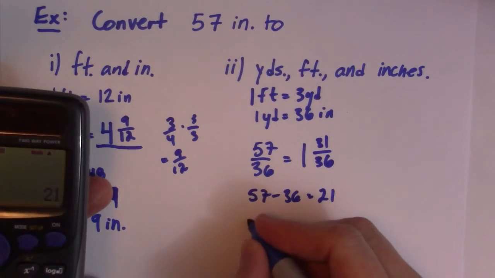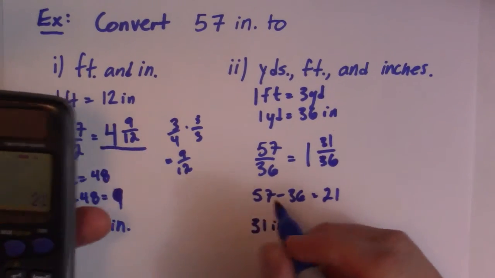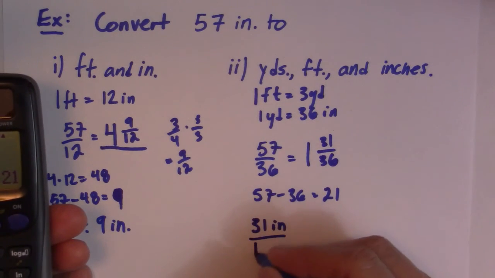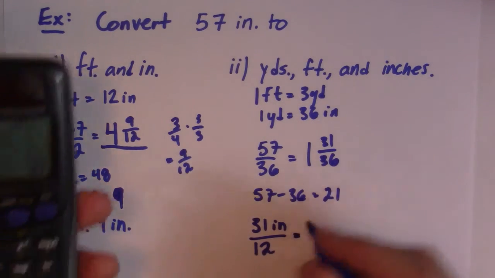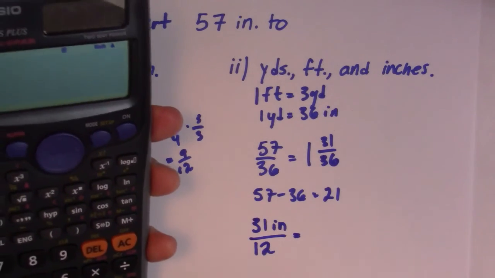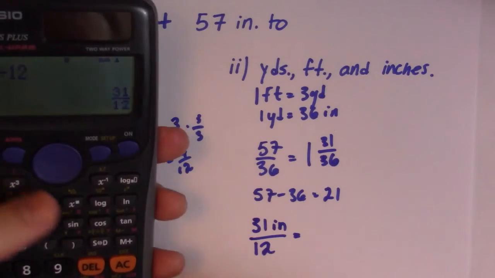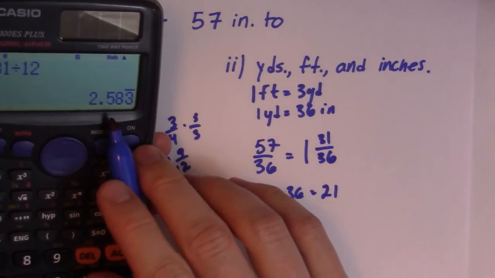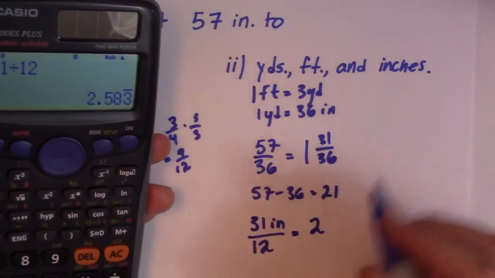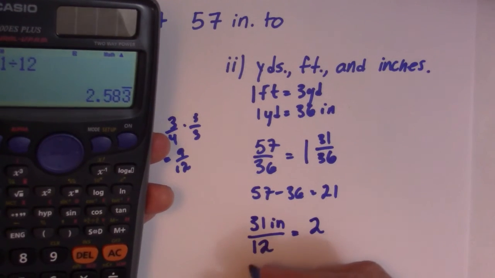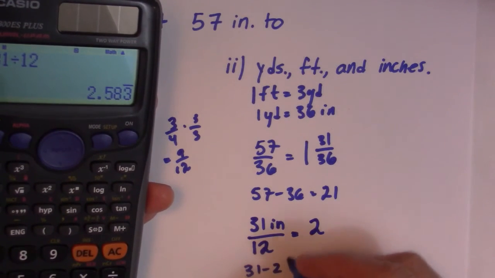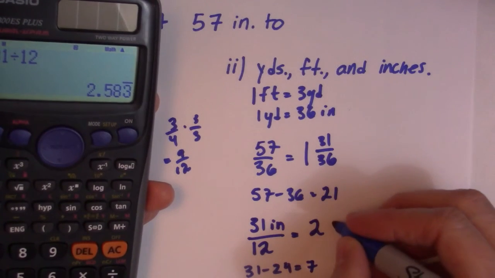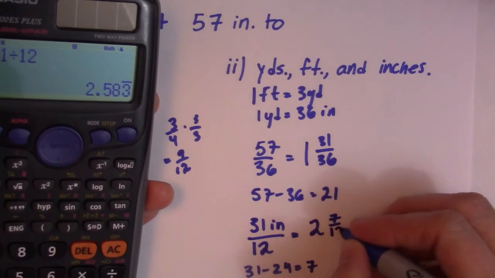So I can take my 21 inches, and I know I can divide that by 12 because I have this conversion. So 21 divided by 12. And you can see it's only going to go in once. And then I have another decimal left over. So I can multiply these two together. So I can go 21 subtract 12. And that's going to give me 9. So I get 9 out of 12.